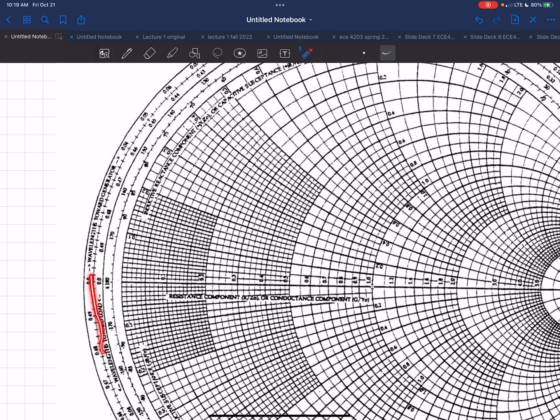It's this guy here. It's going all around. And I don't know if you can read it. It's really hard to read. It says wavelength towards generator. Okay? Wavelength towards generator.